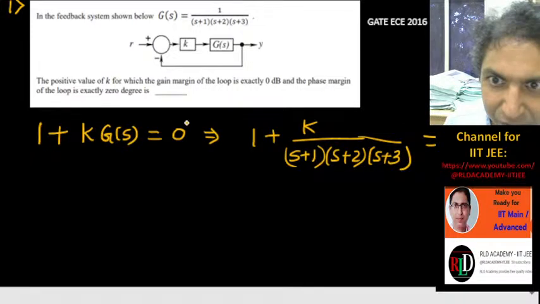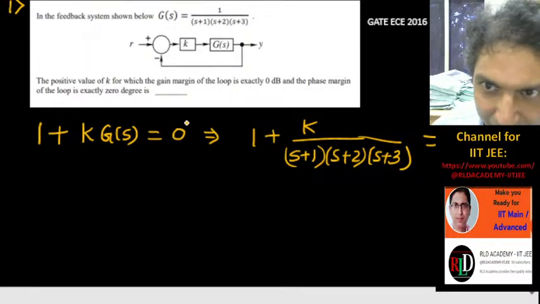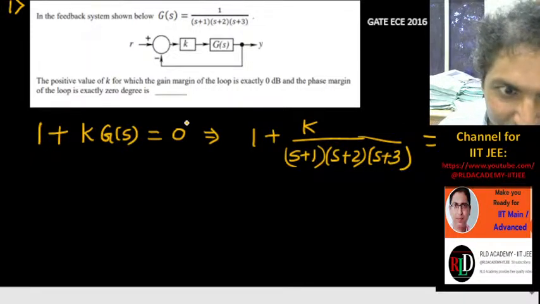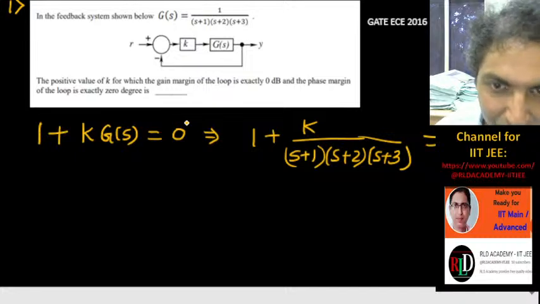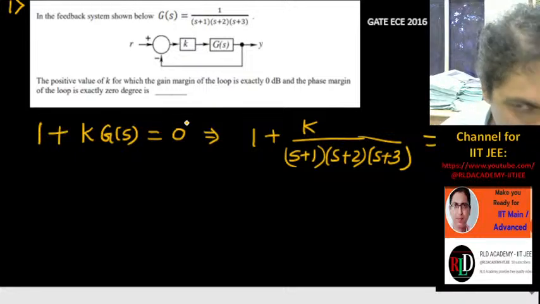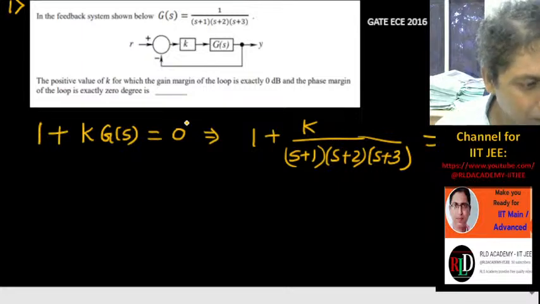Now can you find the solution? Can anyone please answer this? What is the value of K for which it will be under critical condition? Anybody?